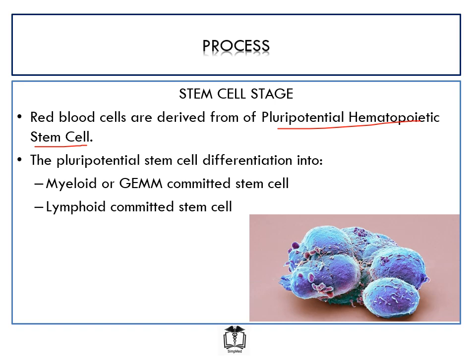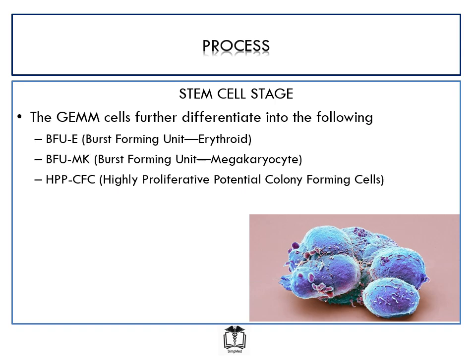And when they differentiate, they could either differentiate into a myeloid, or what we call a GEMM committed stem cell, or a lymphoid committed stem cell. The GEMM committed stem cell means granulocyte erythroid macrophage megakaryocyte committed stem cell. That's the full meaning of GEMM. So when focusing on erythropoiesis, it's important to note that the pluripotent hematopoietic stem cells tend to differentiate into the myeloid or the GEMM committed stem cell.